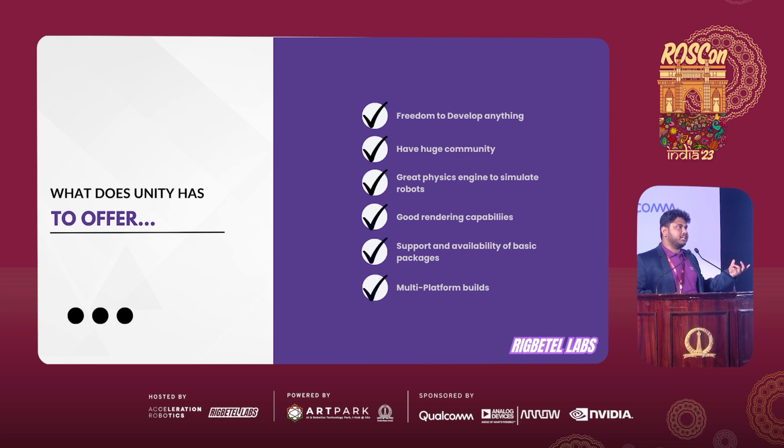For a robot simulation, we need exactly the same thing. After that, Unity has a lot of packages and support available for it, so starting is very easy. And it supports cross-platform, so it can build on Android, iOS, Windows, macOS, Xbox or anything. Wherever you want that specific app to be, you'll be able to build it in Unity.